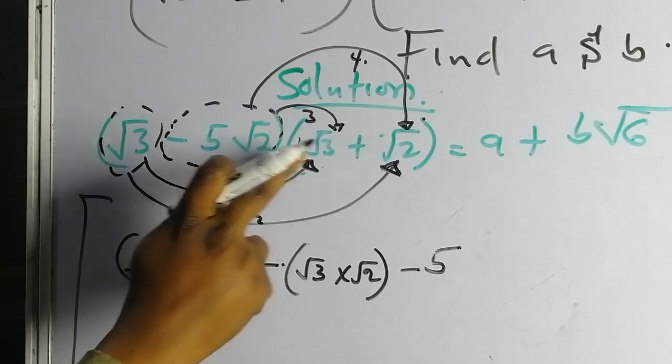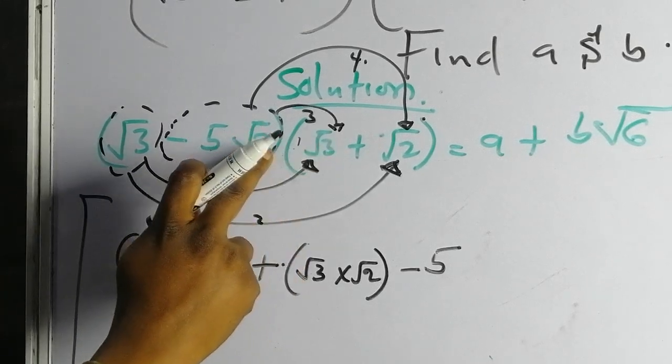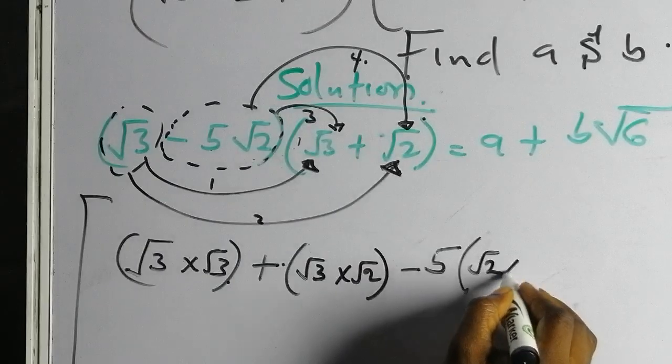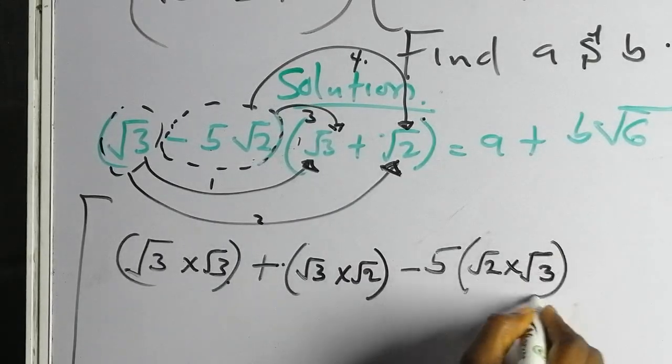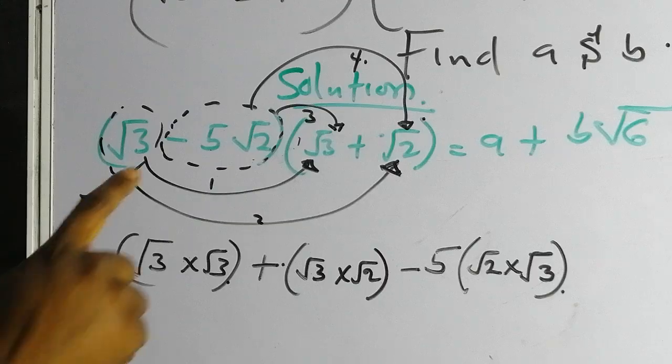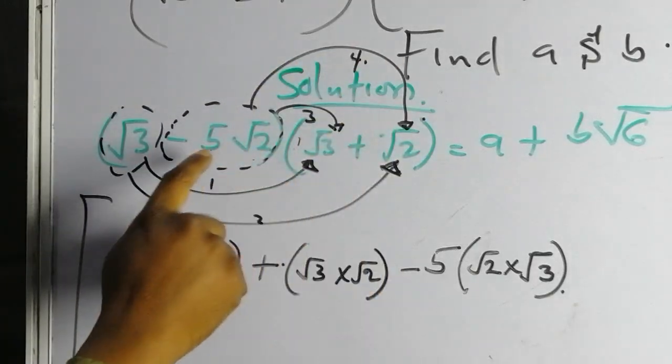This is inside the roots: 3 times 2. So this is the same thing as root 2 times root 3. It's as simple as that. Inside with inside, outside with outside. So don't forget, this is the last one, the fourth step.